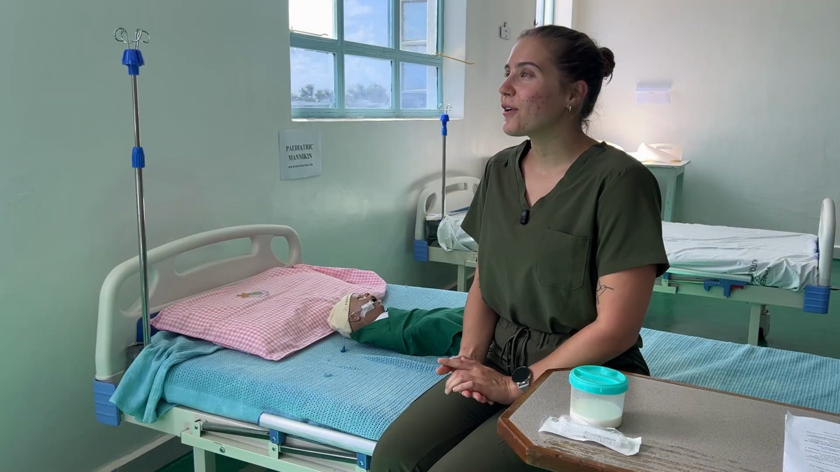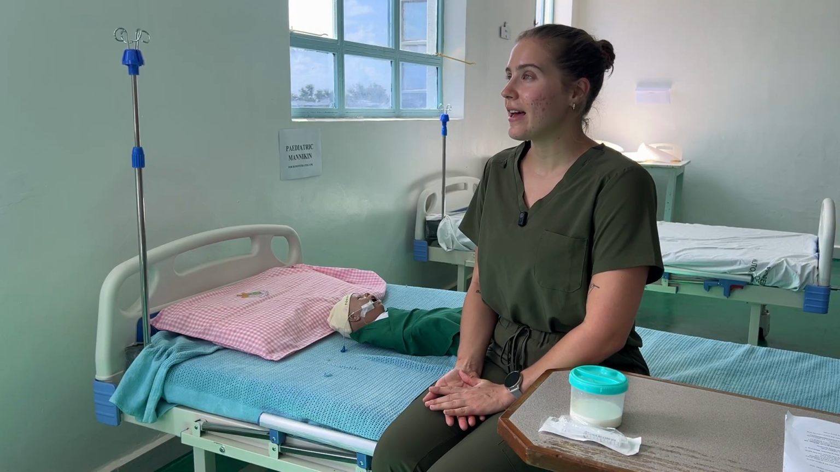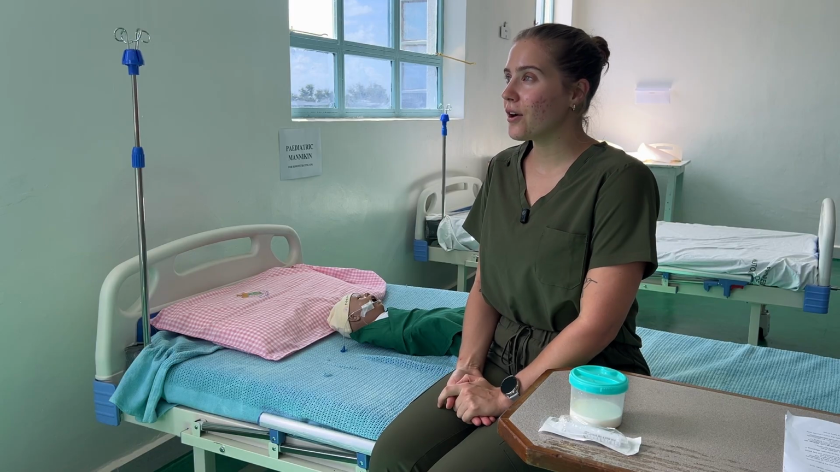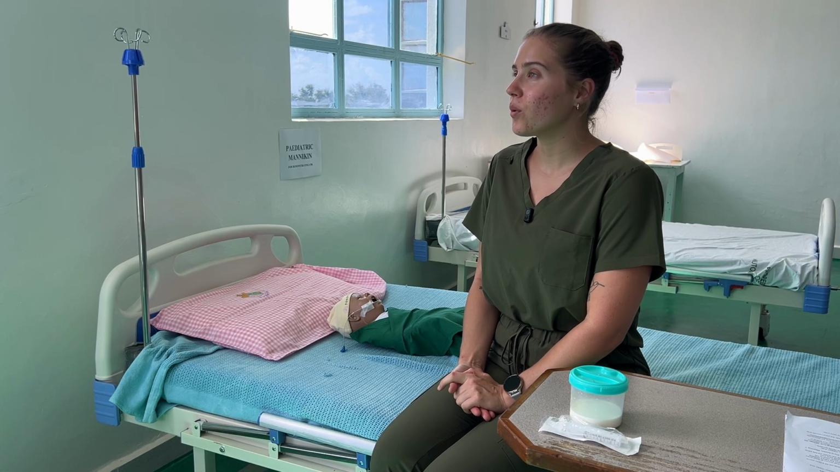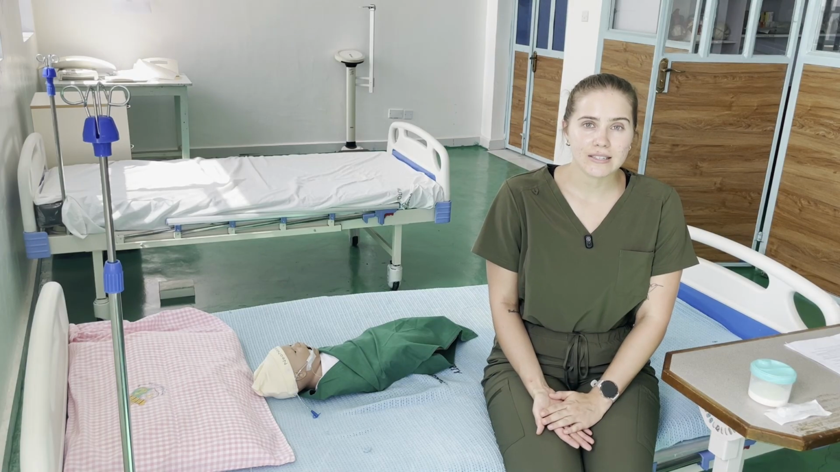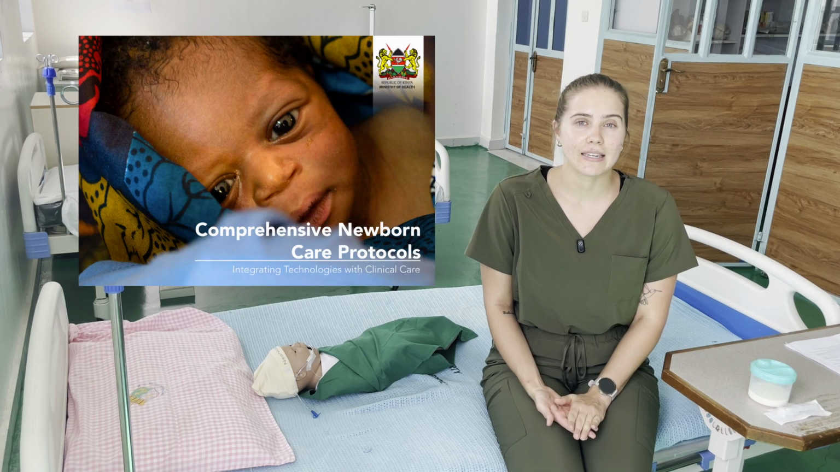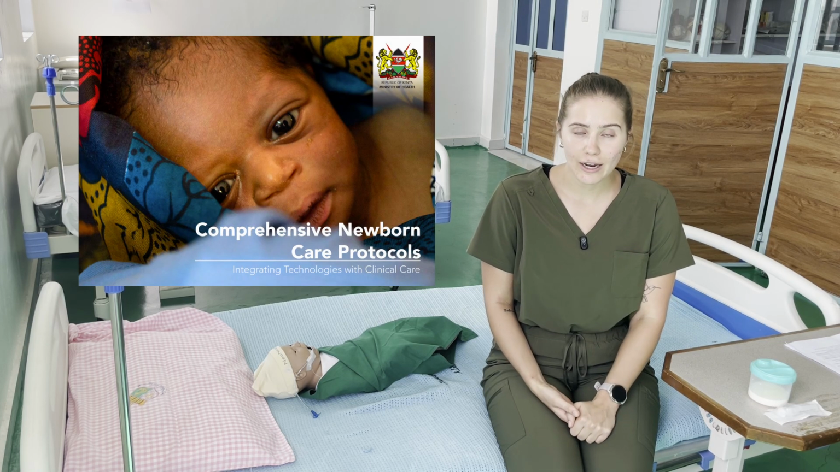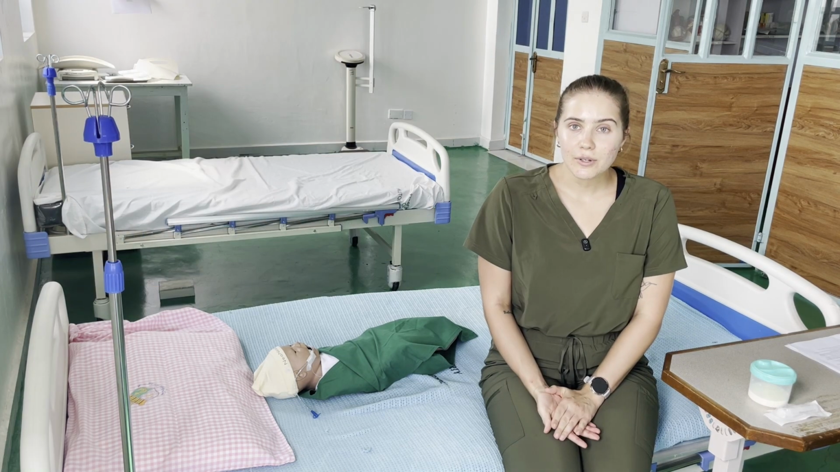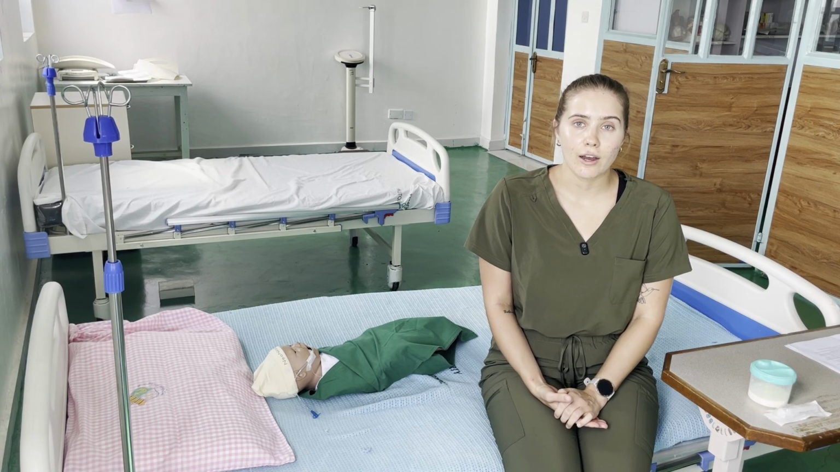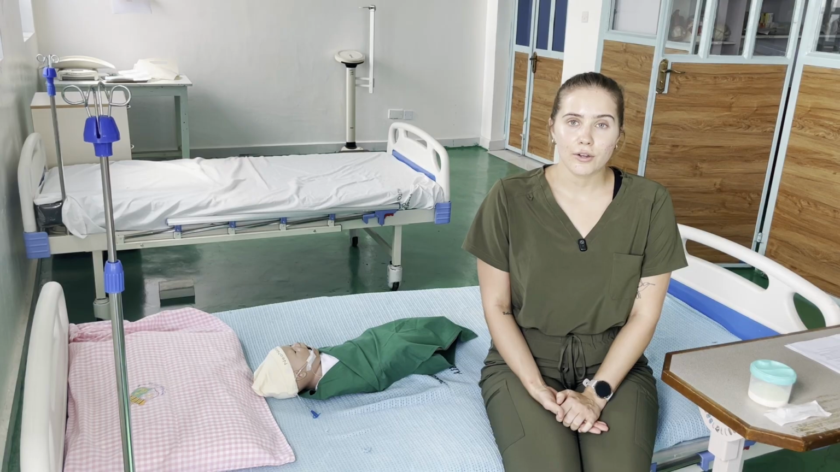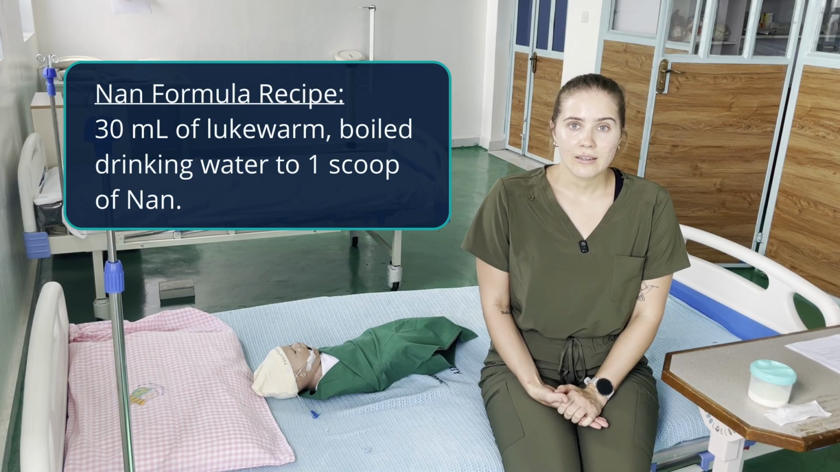As far as the volume your baby should be getting fed, follow the MO, CO, or nurse in charge's order. Another good reference to keep in your back pocket is the Kenya Comprehensive Newborn Care Protocols book. Breast milk is the best choice for your baby, but in the case that mom cannot produce enough breast milk, the other alternative is formula. The recipe for making formula is 30 milliliters to 1 scoop.